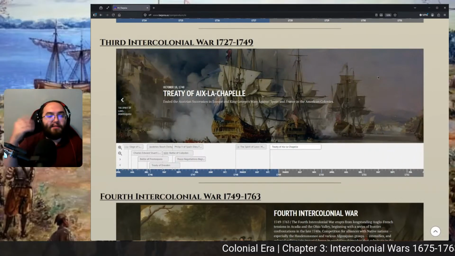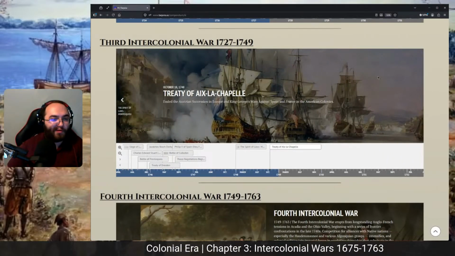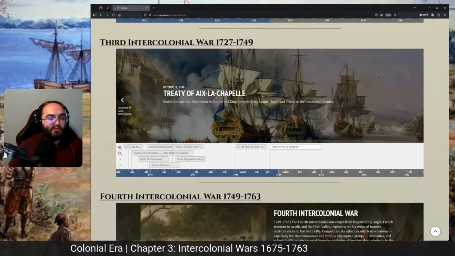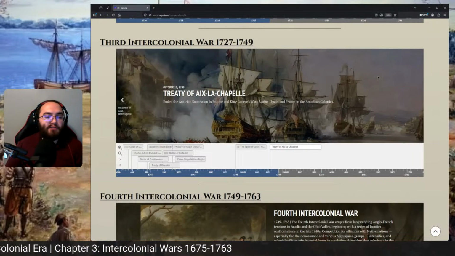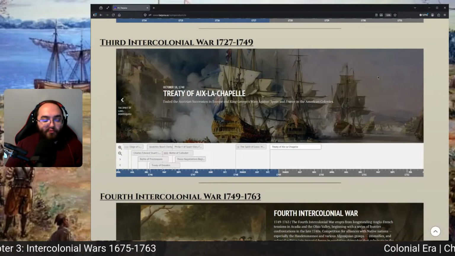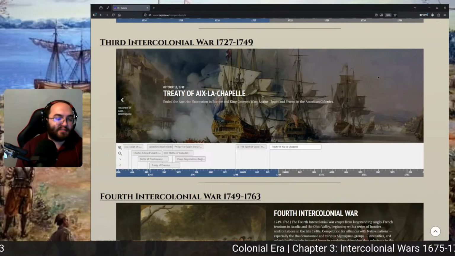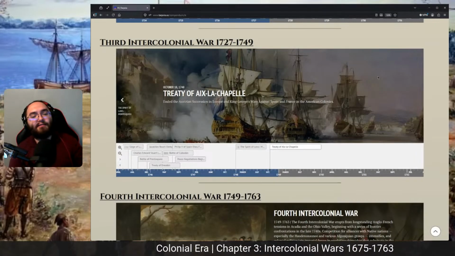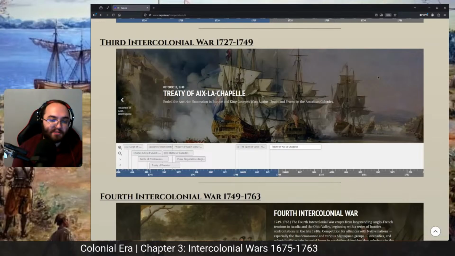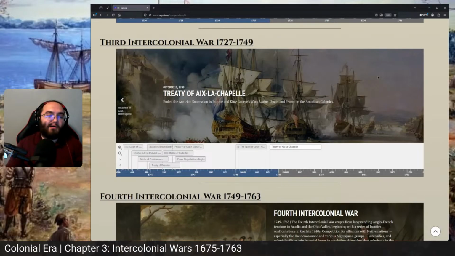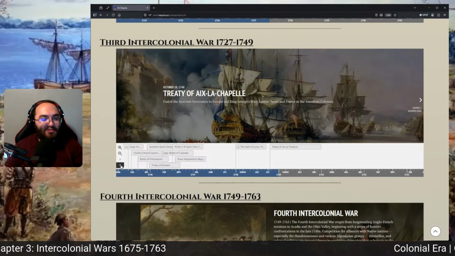And then this section, the Third Intercolonial War, King George's Wars, will conclude with the Treaty of Aix-la-Chapelle. I don't know if that's how you say that word correctly. This ended the Austrian succession in Europe, and it ended King George's Wars against Spain and France in the American colonies. And this section is finally over.